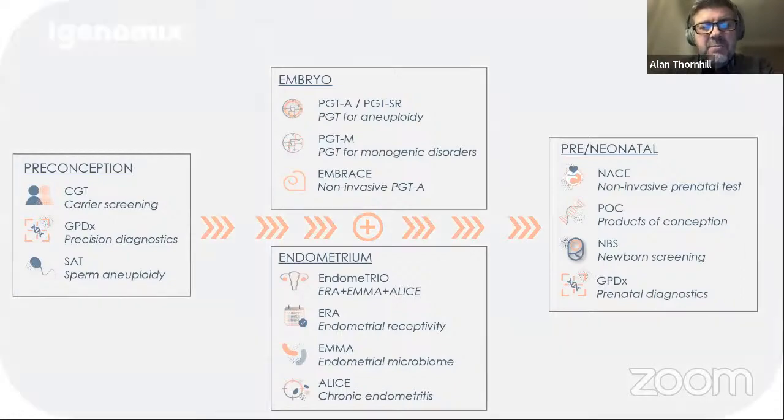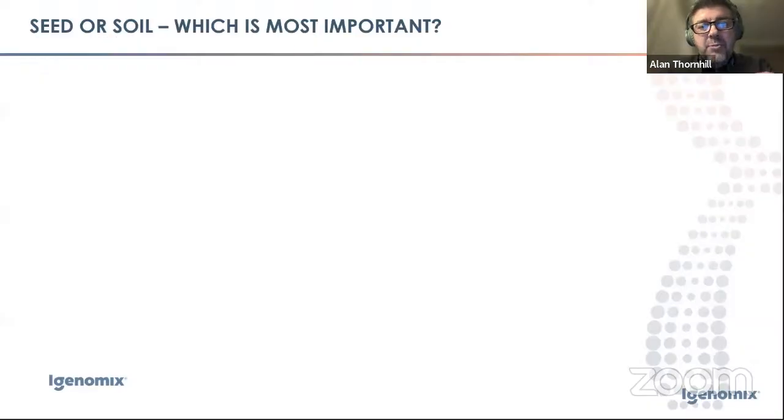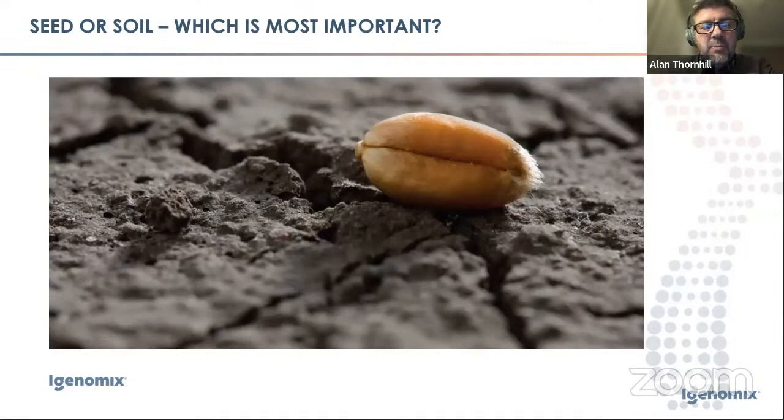So if we move on to the next slide, please, Suvir. And this is all supported by genetic counselling, so that's a really important part. So another simplistic way of talking about the embryo and the endometrium is to think of it in terms of seed and soil. And I know you might think, oh, I'm dumbing it down for people. This is how I think of it.